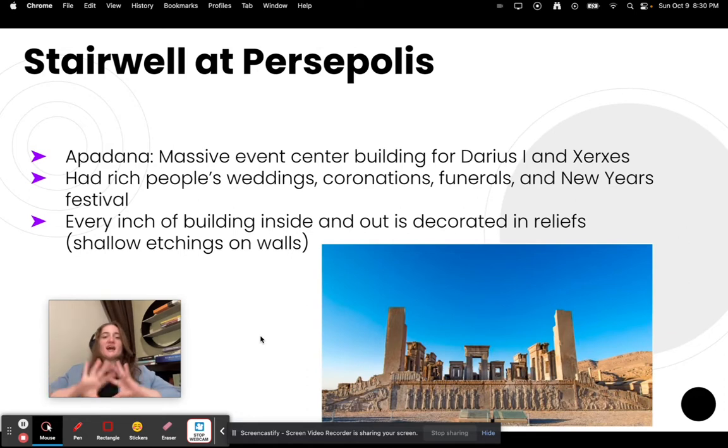So think of this giant, grand event center. Okay, so it had rich people's weddings, it had coronations, it had funerals, it had New Year's festivals. I mean, this was the coolest event center ever. And every inch of the building inside and out was covered with reliefs, which are kind of like shallow etchings on the walls, like pictures.